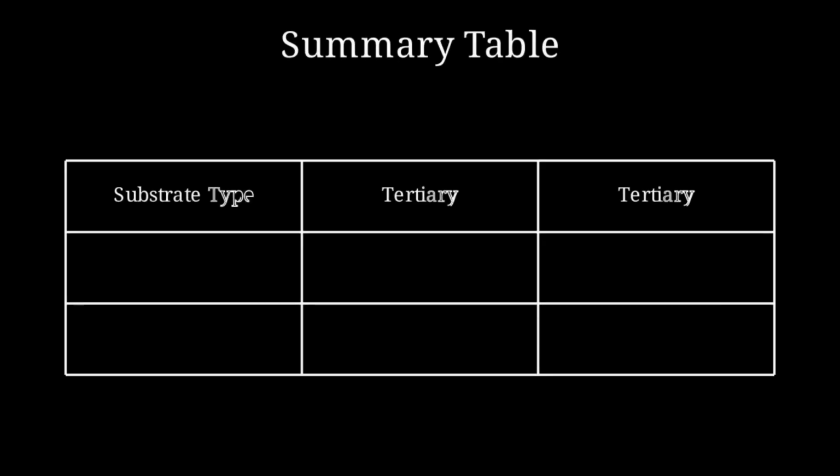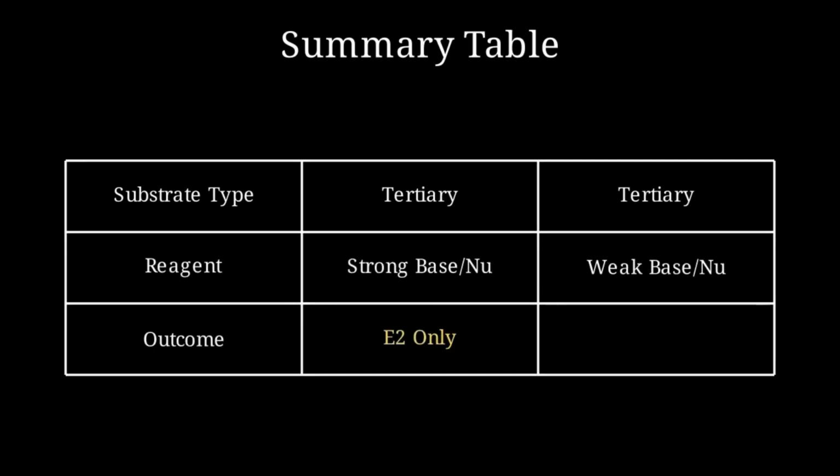To summarize, for tertiary alkyl halides, SN2 is impossible due to steric hindrance. If you add a strong base, E2 is the exclusive result. Substitution only occurs via SN1 if the reagent is a weak nucleophile in a protic solvent.